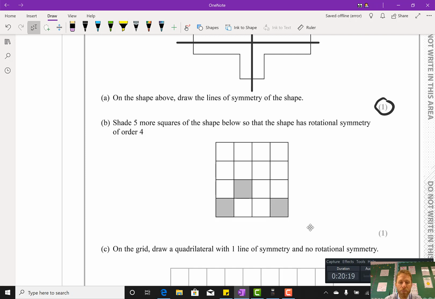What I would suggest you do in an exam is at this point your hand should be going up in the air and you should be asking for a piece of tracing paper, because this is the easiest way to do it. Anyway, these are the ones I need.